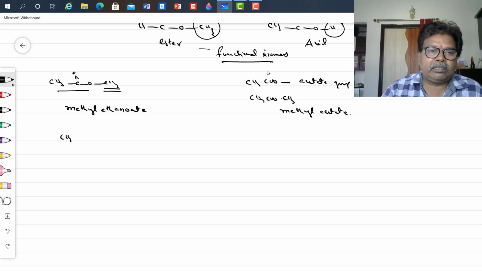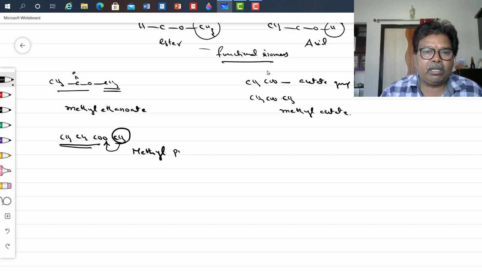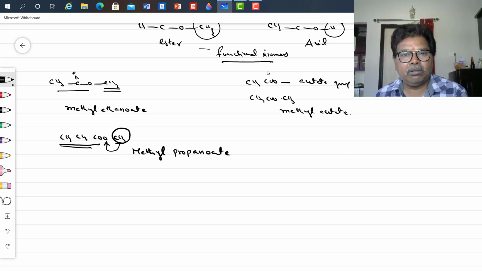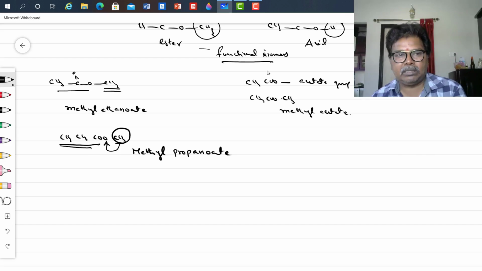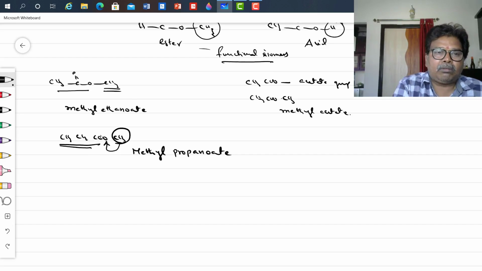Similarly, CH3CH2COOCH3. This methyl group is bonded to oxygen. So therefore it is the substituent, methyl. The remaining part of the ester has 3 carbon atoms. So prop, ane, oate: methyl propanoate. So like this, we name esters according to the IUPAC system and common names also.